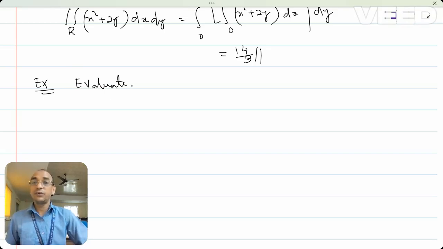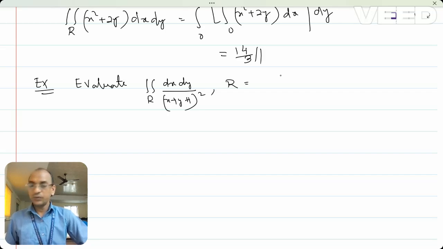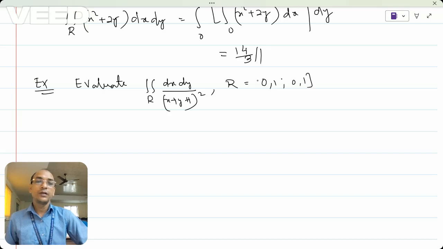The question will be like this: evaluate the double integral over R of dx dy divided by (x plus y plus 1) whole square, where R is [0,1] × [0,1]. That means the limits of x are from 0 to 1, and the limits of y are from 0 to 1.